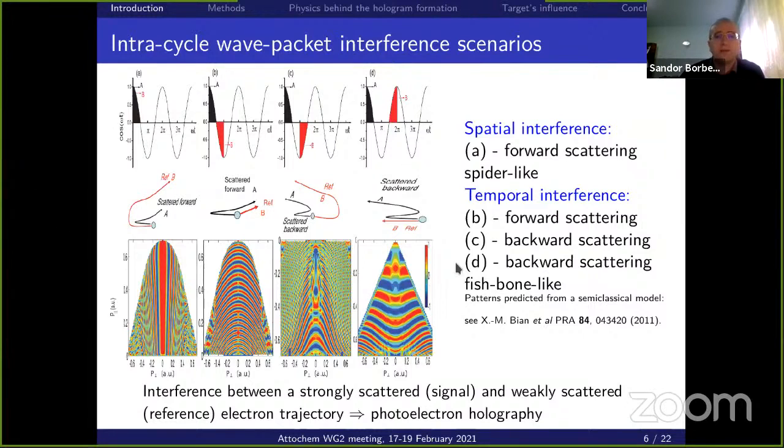If you take a look at this schematic picture of these interference scenarios, then you see that in all cases you will have an interference between strongly scattered and weakly or not scattered wave packets. So this can be interpreted as a holography, since the strongly scattered wave packet can be considered as the signal wave, while the weakly scattered or not scattered wave packet can be considered as the reference wave.